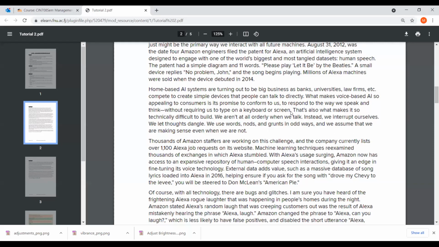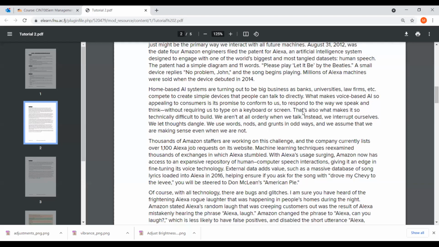Okay, just stop here and then describe what we're reading. So in 2012, Amazon engineers came up with a patent for Alexa. A patent is like declaring that you're coming up with an original work. And what Alexa was is basically a machine that responds based on human command or human speech. Right? So that's why it says without requiring us to type on a keyboard or screen. Since you're speaking and the machine performs based on your speech, it does not require a consumer to actually go and type something on the keyboard or screen.